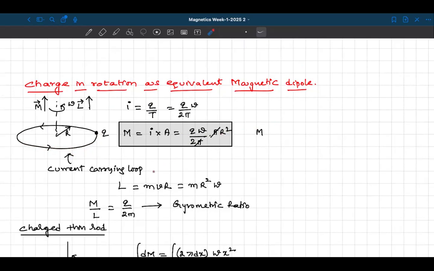By the way, what is angular momentum? Because it is a point mass, m v r, which is m r square omega. You see, M by L is Q by 2m. Remember, this is a constant for any linear distribution. That constant of proportionality is called the gyromagnetic ratio. Any doubts, boys and girls? So I have just introduced this.